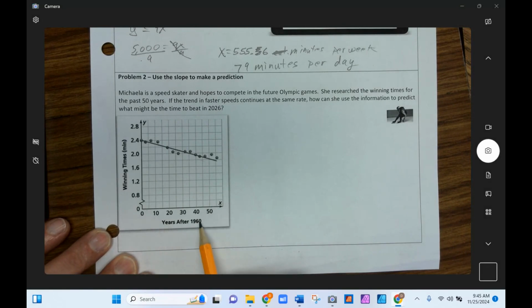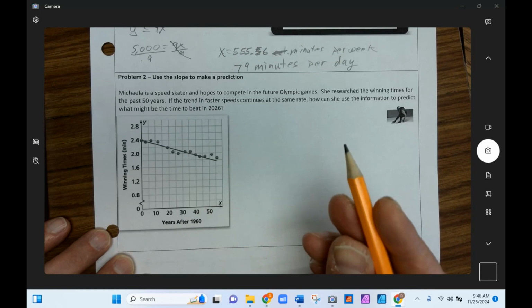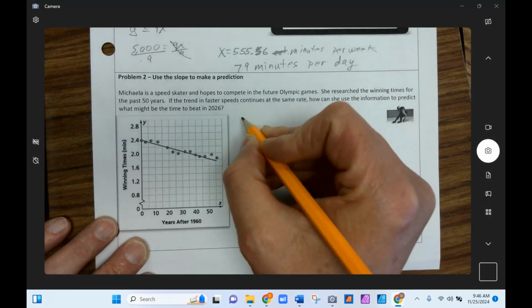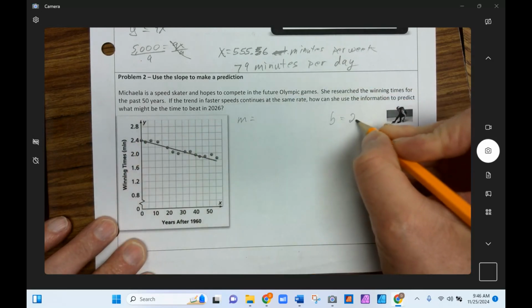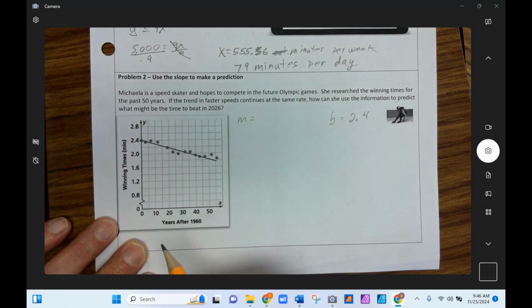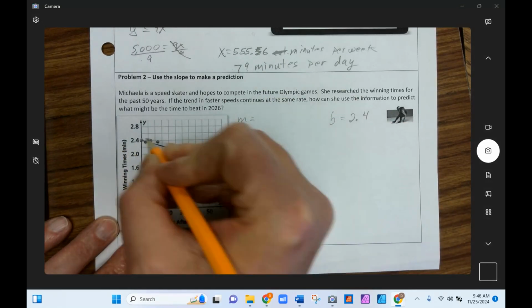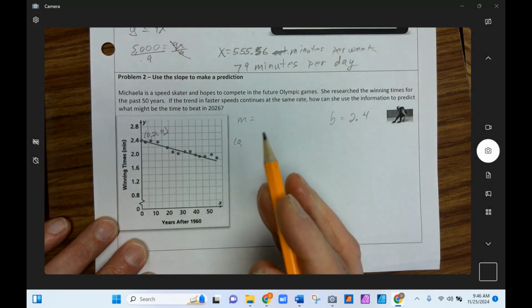So years after 1960, so that's our 0 right there. So years after 1960 to go to 2026 is 66 years. Okay. So we are going to figure out our slope and our y-intercept again. Our y-intercept is 2.4. That's really easy to figure out. Okay. And then our slope, let's figure out 2 points here that we can use. Let's use this one right here. Very easy. Let's do 0, 2.4. Okay, very easy to do a y-intercept right there.